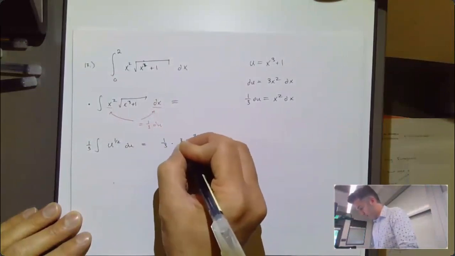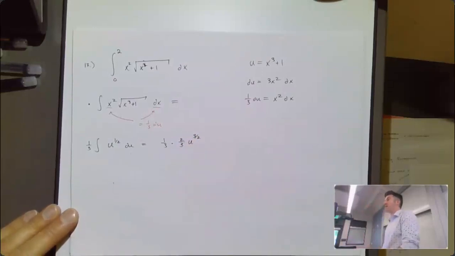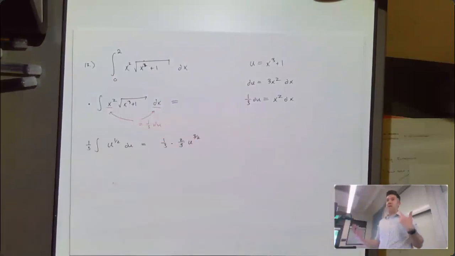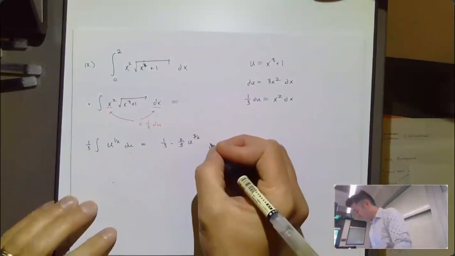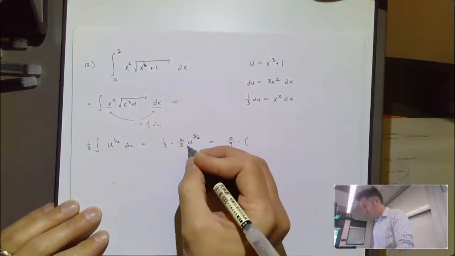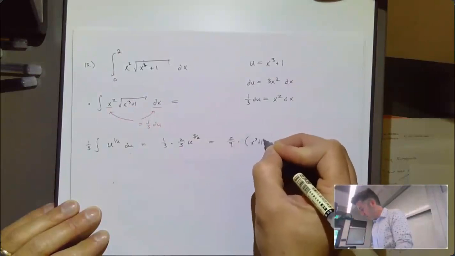I'm not going to write a plus c, not because there wouldn't be one for an indefinite integral, but this indefinite integral is just some side work I'm doing for myself to help me do the definite integral. So we don't really need to write the plus c. That's going to equal 2/9 times, if I plug back in what u is equal to, x cubed plus 1 to the 3/2.